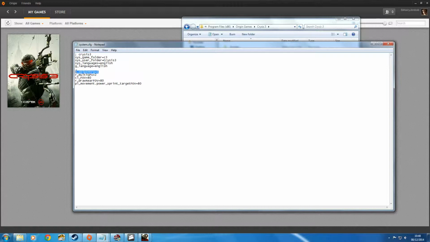We have skip G underscore skip intro capital I. Now that equals one. What that does is get rid of the introduction movie when you start the game up, so it speeds up boot times really quickly, which is nice. And we also have multi GPU support, making sure that it knows I've got two. Other than that, CL underscore FOV, all capitals, equals 80. R underscore draw near FOV equals 80. And PL underscore movement dot power underscore sprint underscore target FOV equals 80.